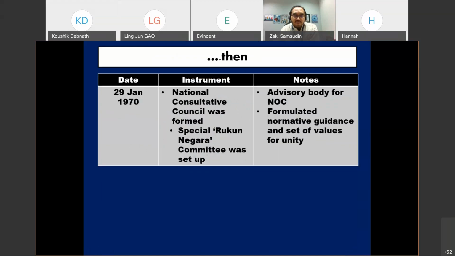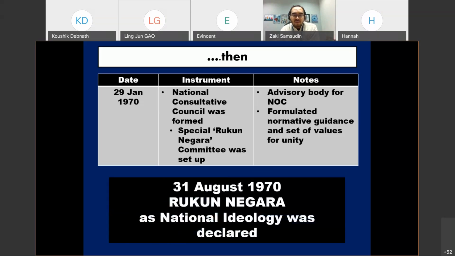And then the National Consultative Council was formed, and that council eventually gave the proposal that we ought to have our own national ideology called the Rukun Negara. Rukun is principles or pillars, Negara is country. So this is the pillars of the country, or we can loosely translate it, in the spirit and meaning of it, as national ideology or national philosophy. So what is this national philosophy? It is called the Rukun Negara.